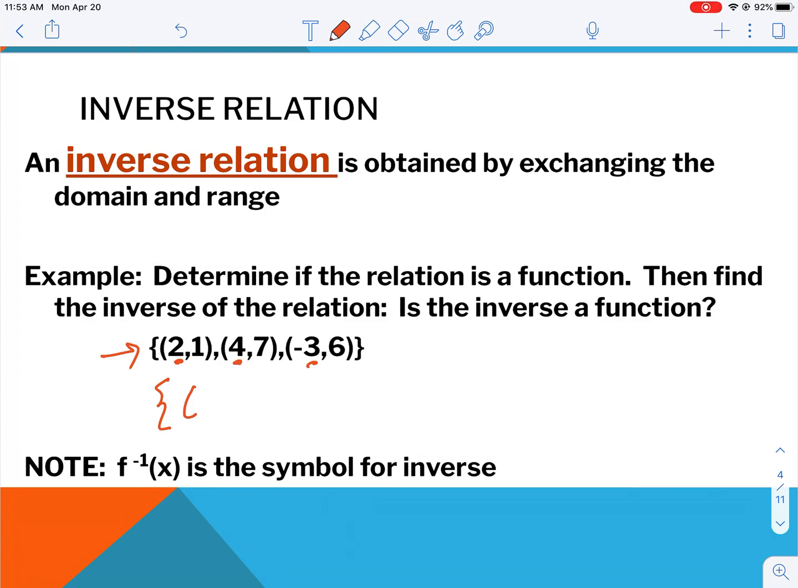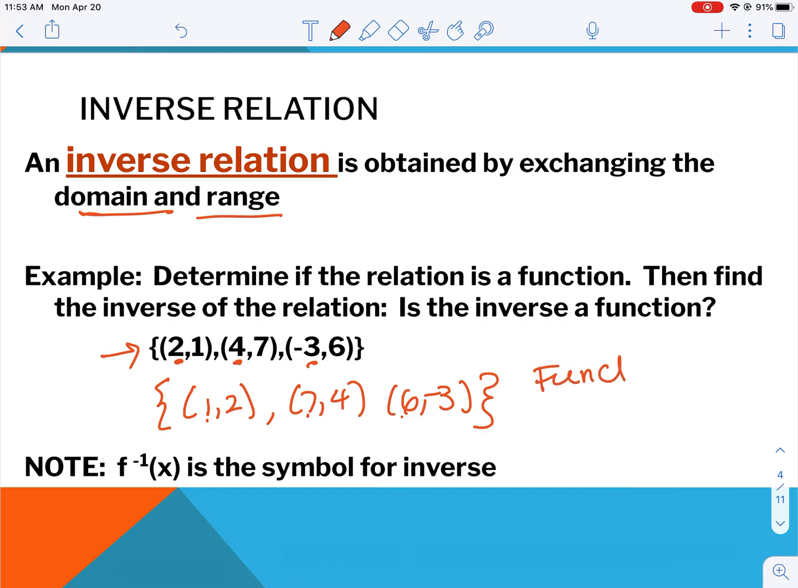So if I want to do the inverse, all I need to do is interchange the domain and range. So I'm going to have 1, 2, and then I'm going to have 7 with 4, and then I'm going to have 6 with -3. And then I can determine if it's one-to-one. So if I look at this, every input still has one output. So this is a function, and it's also one-to-one.